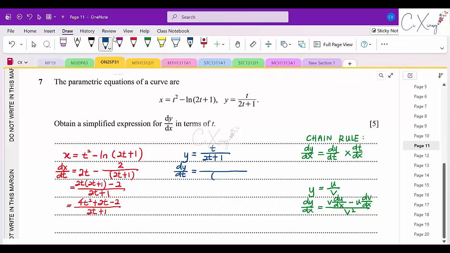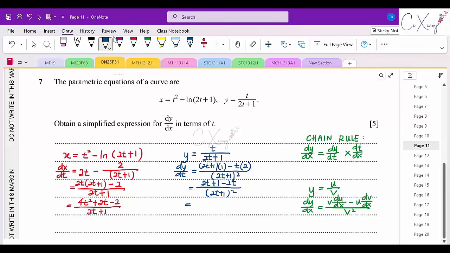Alright, I square the denominator, so it becomes 2t plus 1 squared. Copy the denominator, differentiate the top. Differentiating t, I get a 1. Then minus, now I copy the t but differentiate the bottom. Differentiating 2t plus 1, you have a 2, so you multiply with the 2. Then of course, you need to further simplify it. So I have 2t plus 1 minus 2t, then divided by 2t plus 1 squared.